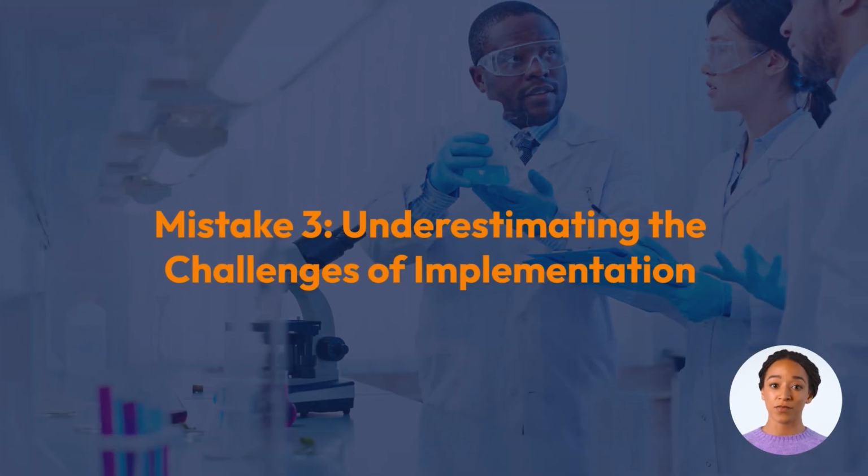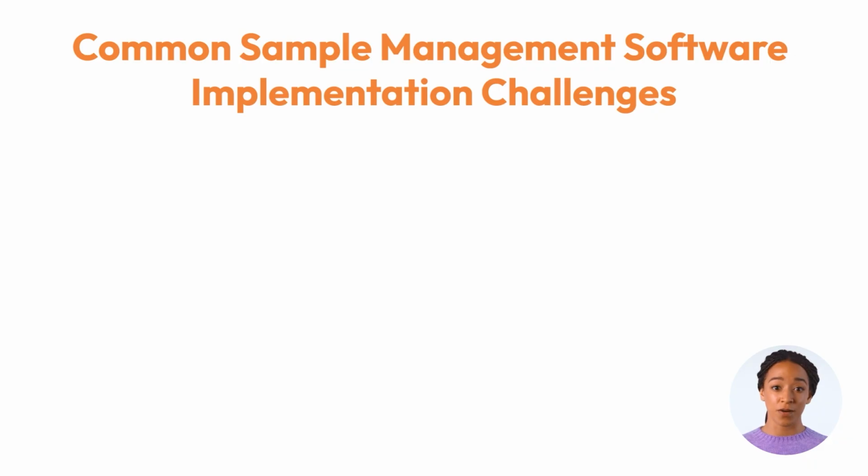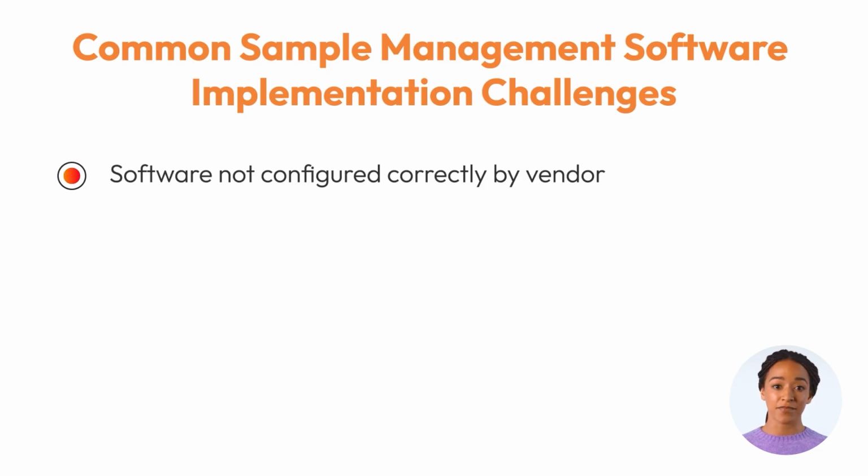It's easy to assume that once you've chosen a vendor, the hard part is over, but implementation is often where projects stall or go sideways. One of the biggest mistakes labs make is underestimating how complex onboarding can be. Every lab has unique data structures, workflows, and existing systems. The software has to be configured correctly, not just installed, to deliver value. This includes initial validation to ensure data accuracy from the start.